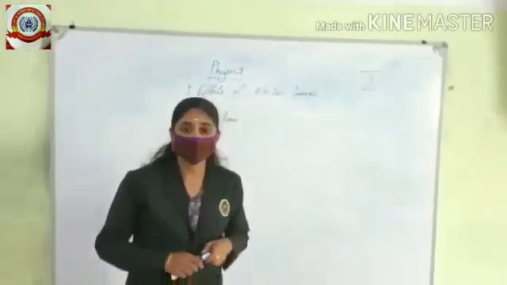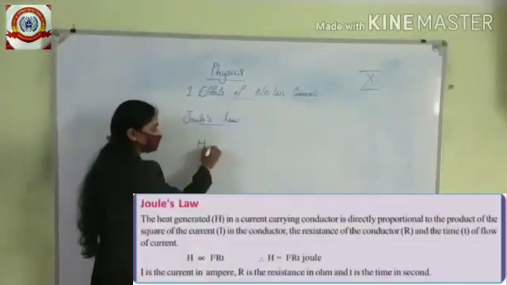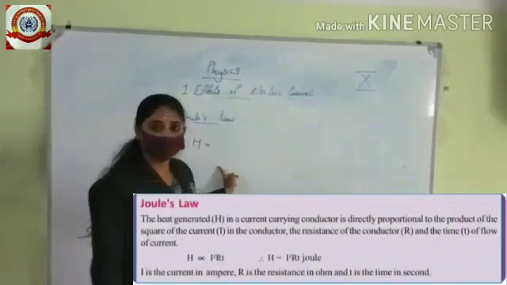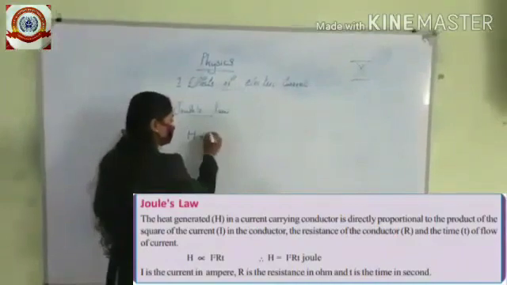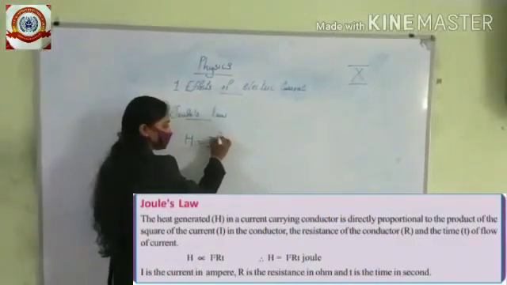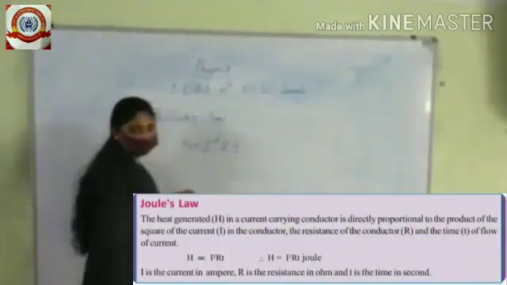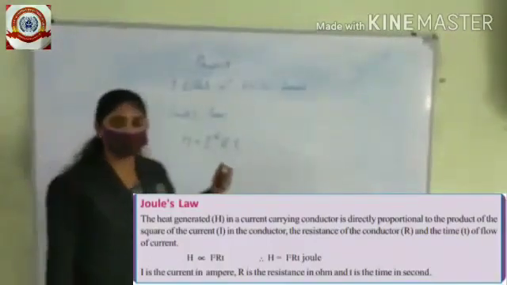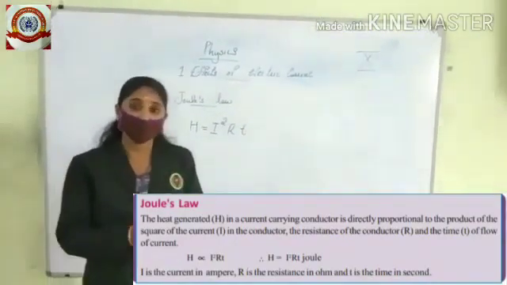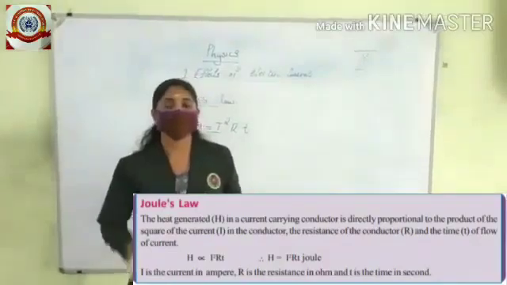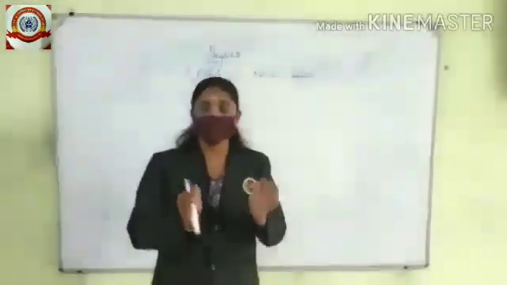The law states that the heat generated in a current carrying conductor, that is H, is directly proportional to the product of the square of the current I in the conductor, that is I square, the resistance of the conductor capital R and the time of flow of current small letter t. And the equation is H equals I square RT. And we have the unit Joule. Okay. Now let's know more about it.